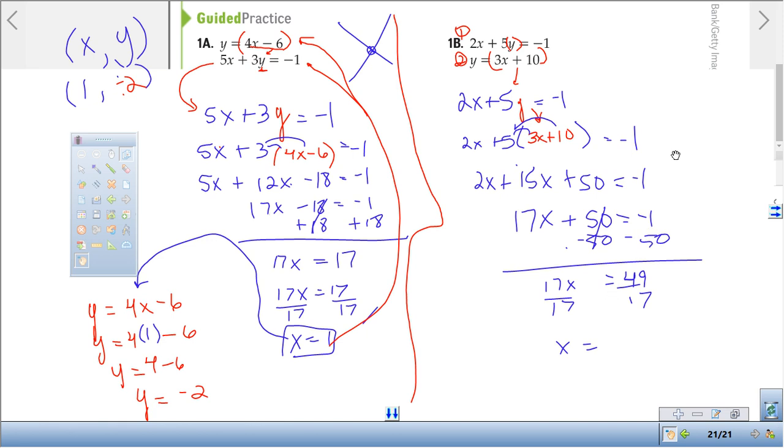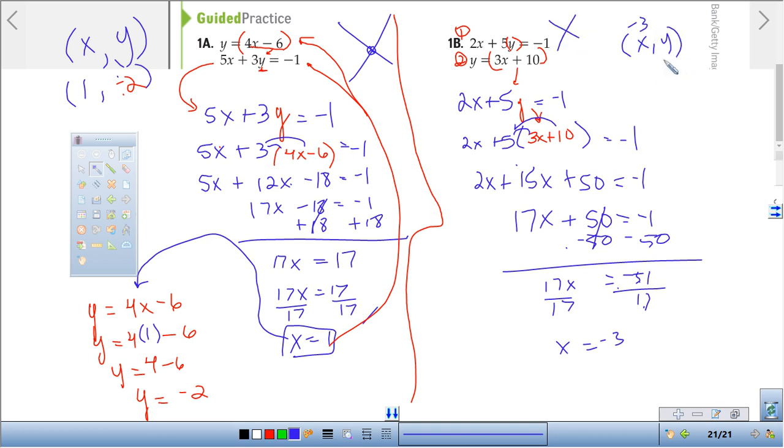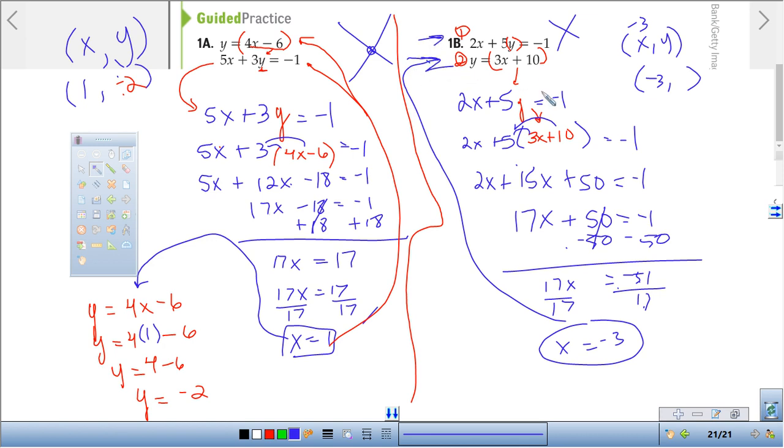I'm seeing the mistake here. Negative 51 by 17 gives me a negative 3. Okay, remember, I'm looking for an x and a y coordinate where the lines cross. This part right here will be a negative 3. So we're going to have a negative 3, and we're looking for my y. So I'm going to get this right here and plug it into either the top one or the bottom one. I'm going to plug it into the bottom one.